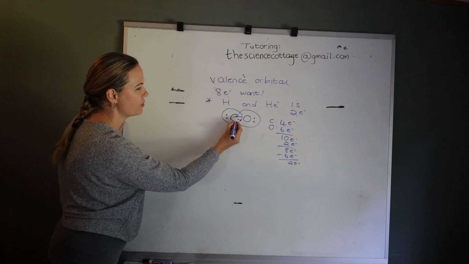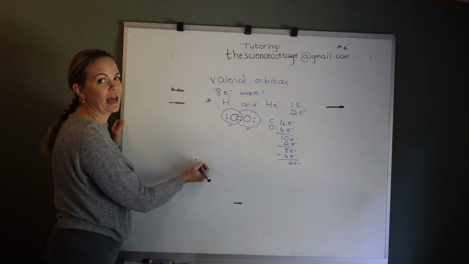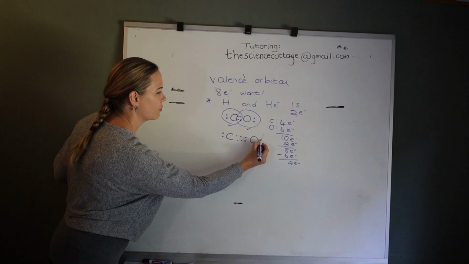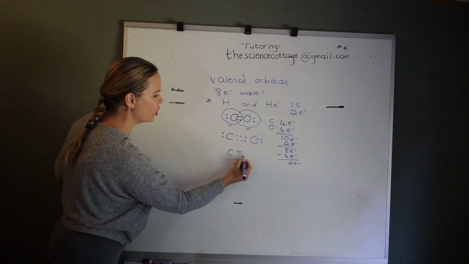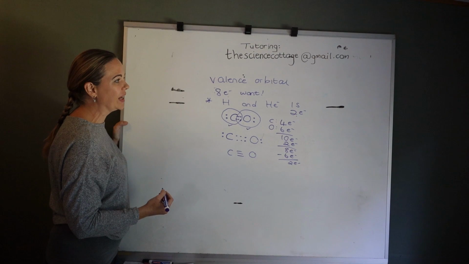Now carbon has 1, 2, 3, 4, 5, 6, 7, 8 that it's sharing those 6 electrons with oxygen. Oxygen 1, 2, 3, 4, 5, 6, 7, 8. So now both of them will have a full orbital. Lewis structure: carbon, triple bond, oxygen. All right, so there you have it. The steps to draw a Lewis diagram and a Lewis structure for covalent bonding for molecules that are formed.